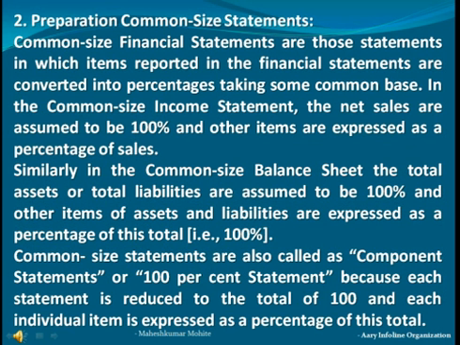Similarly, in the common size balance sheet, the total assets or total liabilities are assumed to be 100% and other items of assets and liabilities are expressed as a percentage of this total, that is, 100%. Common size statements are also called component statements or 100% statements because each statement is reduced to the total of 100 and each individual item is expressed as a percentage of this total.